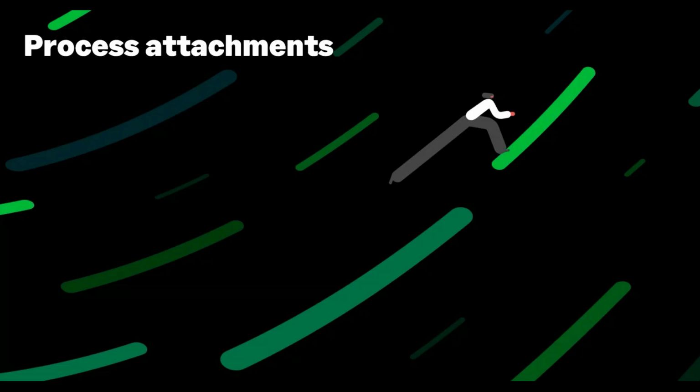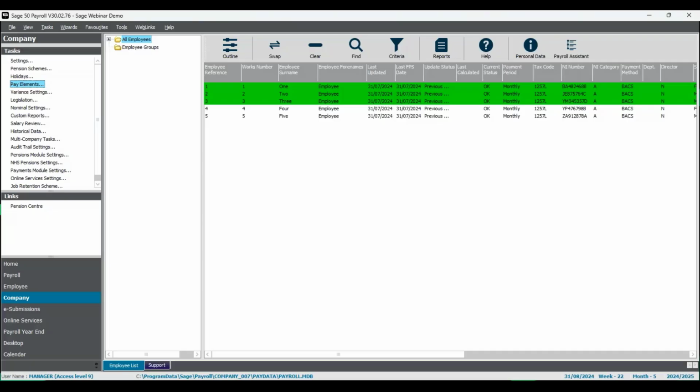But with those attachments assigned and ready to go, that does bring us onto the next section, which is processing attachments. And we can check that they're going to be deducted in our next pay run. So for this, we're just going to dive straight back into Payroll. We'll take a look at those 3 attachments. So it's for employees number 1, 2, and 3.